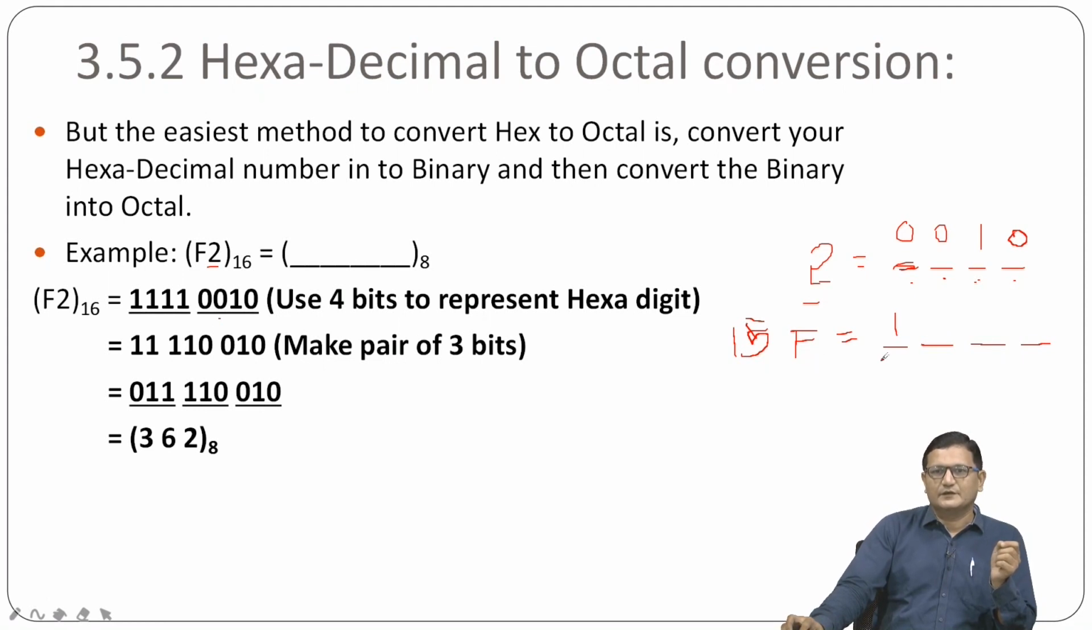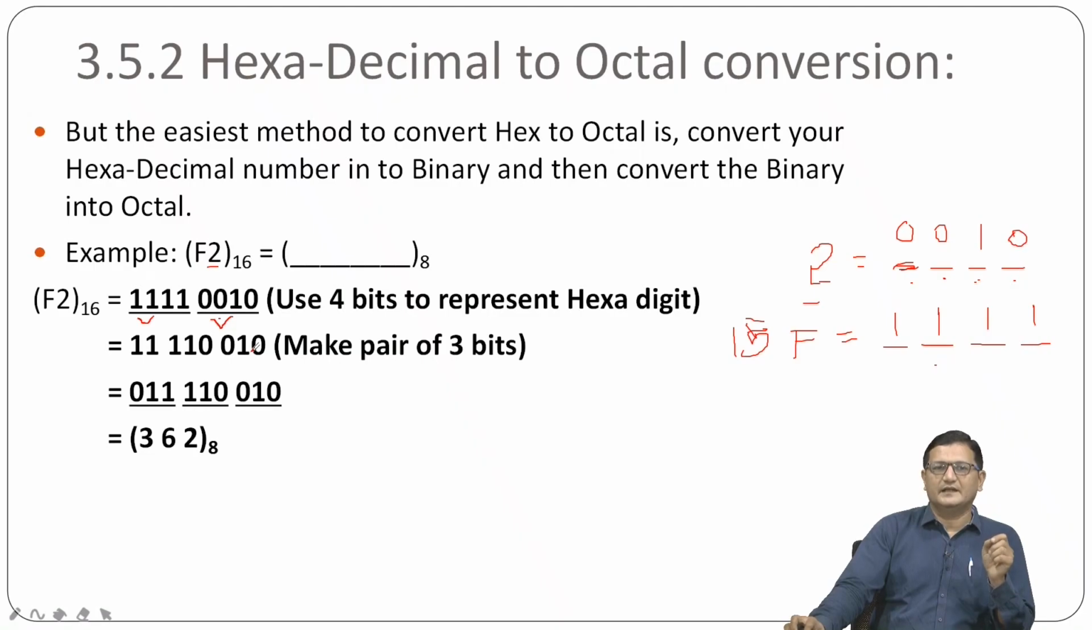So 7 remains. Now this bit represents 4, so we take 4. 7 minus 4, now 3 remains. Again we take 2, so 3 minus 2 is 1. Again we take 1, so 1 minus 1, the number becomes 0. So F represents 1 1 1 1 in binary, and that is what I have written. So the binary of F is 4 times 1, and the binary of 2 is 0 0 1 0.